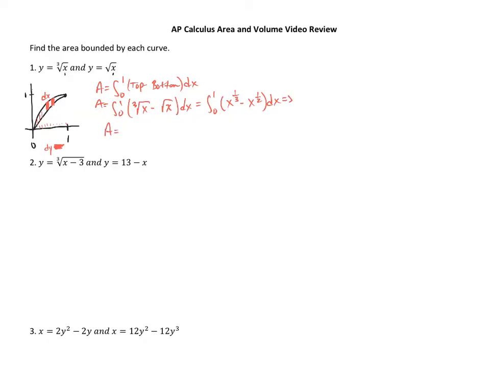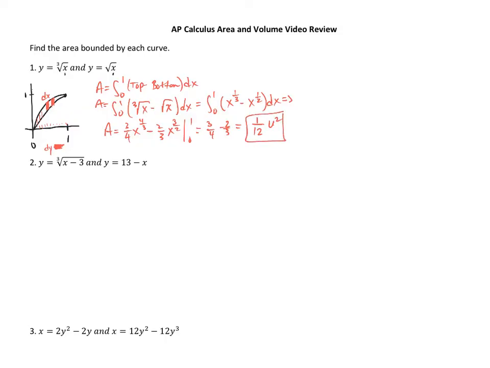The area equals 3/4 x to the 4/3, minus 2/3 x to the 3/2, because we're raising the exponent up by 1. On the bounds from 0 to 1, we end up with 3/4 minus 2/3. With a common denominator of 12, that's 9 minus 8, which gives me 1, so this will be 1/12 square units.